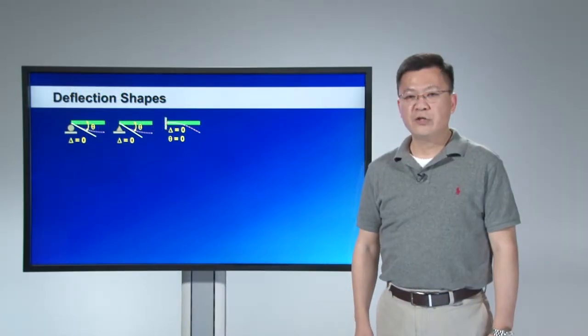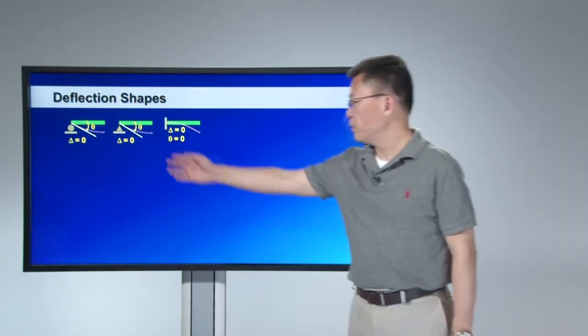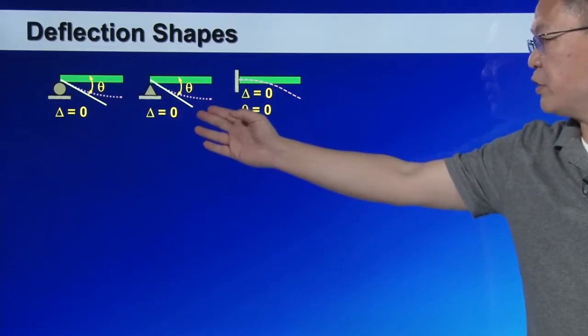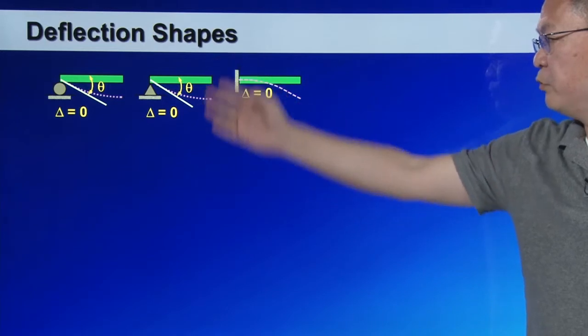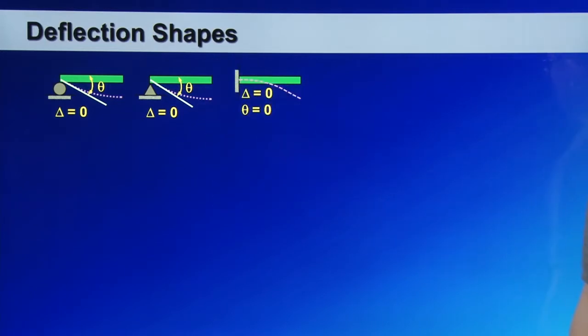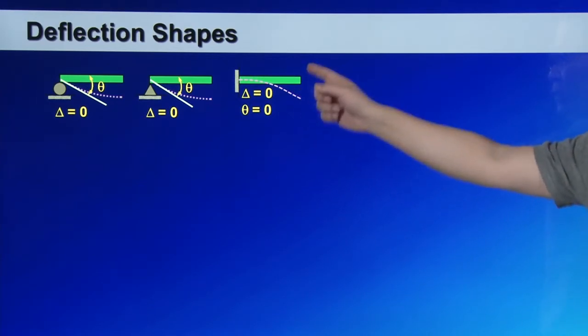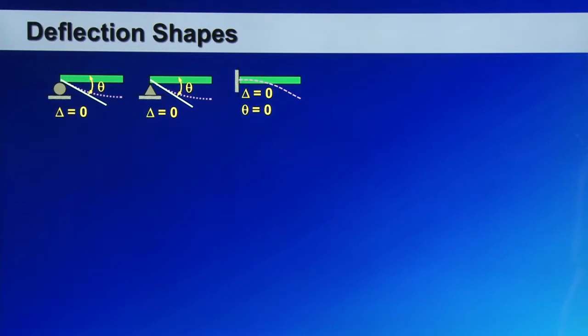To draw deflection shapes, we start from support conditions. It's well known that the roller support and hinge support are restrained from moving vertically but allowed to rotate, while the clamp support is restrained from both vertical displacement as well as rotation.